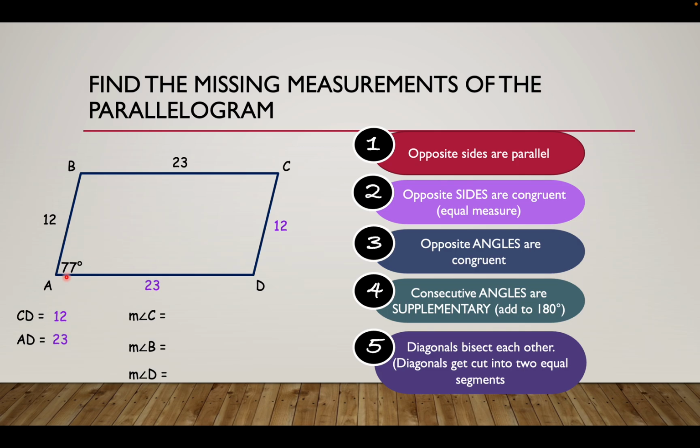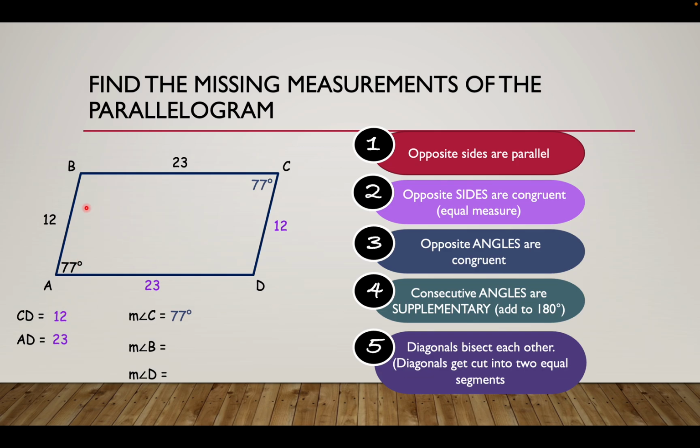When I look to angle A, I think, oh, my angle measurements. Opposite angles are congruent, consecutive are supplementary. Let's start with the opposite. Opposite angle A would be angle C, so angle C has to be 77 degrees.